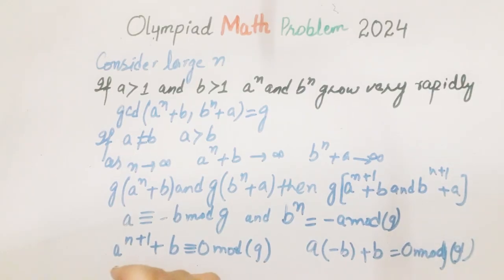And in this way we will take the common of b from this. So b is taken common, remaining is 1 minus a, which is congruent to the 0 mod of g. So now we will discuss 3 cases of this.